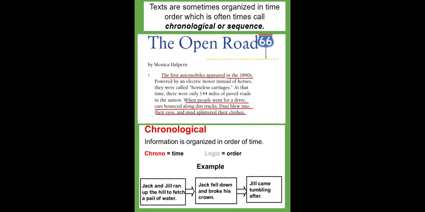I'm also going to underline that last part of paragraph 1 because it's telling me what kind of events were taking place during the 1890s when those first automobiles appeared. So I'm going to underline that as well. Before I move on, you can see that chronological is information that is organized in an order of time. Chrono means time, logic means order, and it gave us an example of a common nursery rhyme that we used to hear. Jack and Jill ran up the hill to fetch a pail of water.